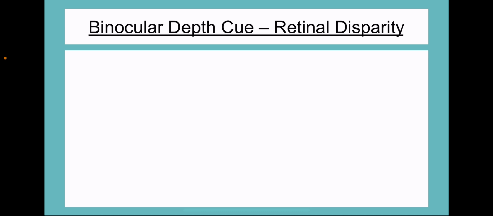Then you've got your 2 binocular depth cues. You've got retinal disparity to start with. I always say that this one is what it says it is, basically. Retinal means eye, and disparity means difference. So we're talking about the difference in the eyes here.